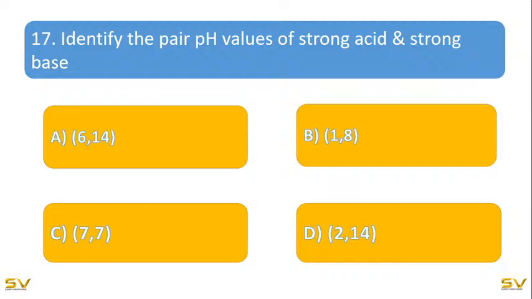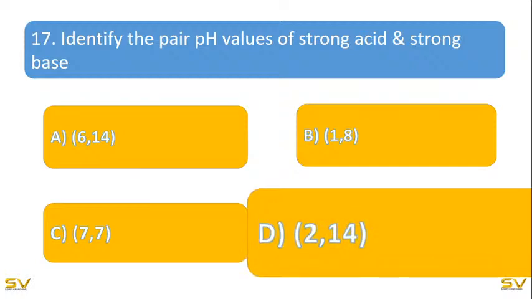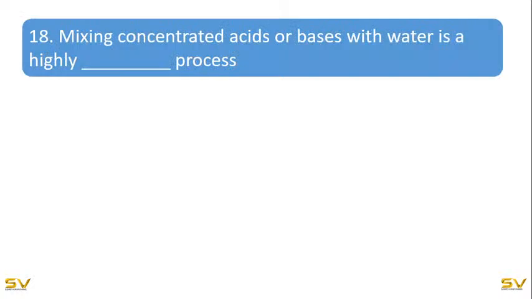So the pair is it 6 comma 14, 1 comma 8, 7 comma 7, 2 comma 14. Yes, I got the answer from Sai Lakshmi. So that's the correct answer. Now coming to the next question.